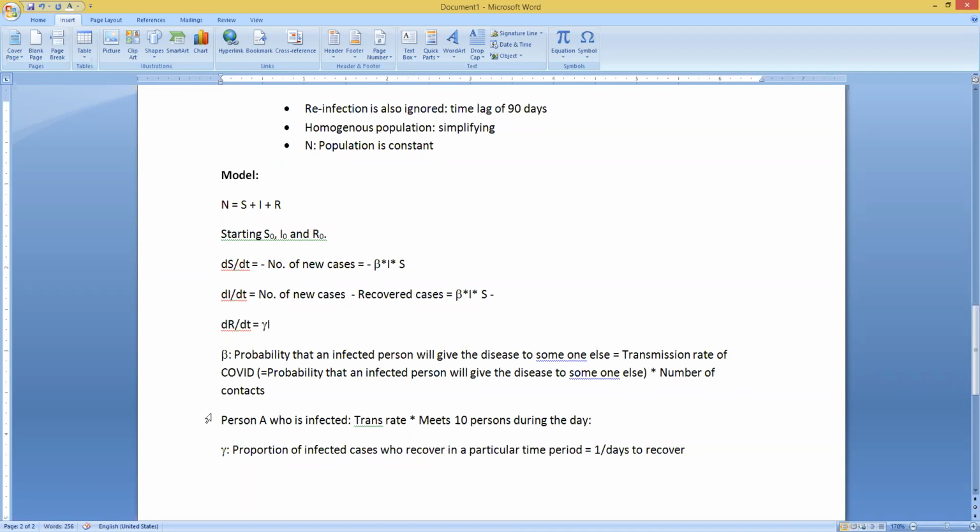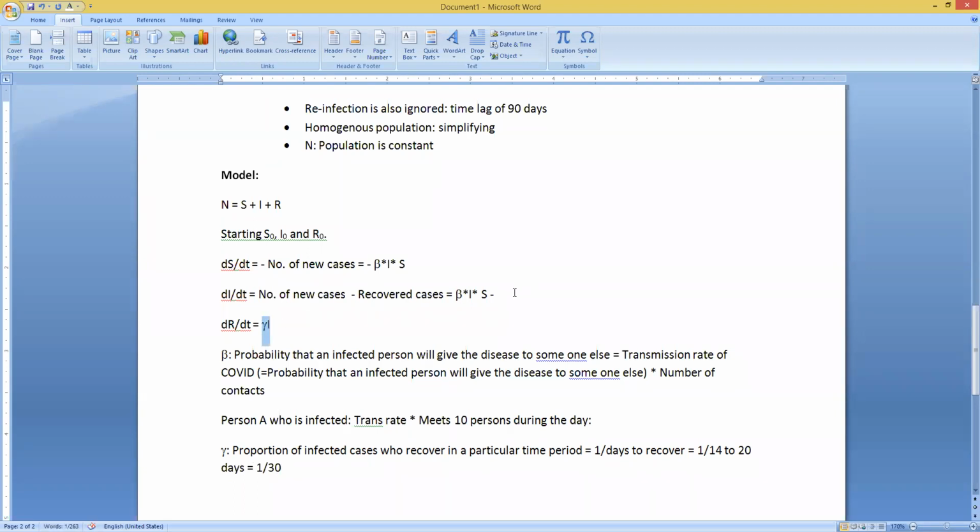So currently, do you know how many days it takes to recover from COVID? So in Europe or in USA, it takes about 14 to 20 days. But in India, it is 30 days. So gamma should be 1 by 30. Okay.